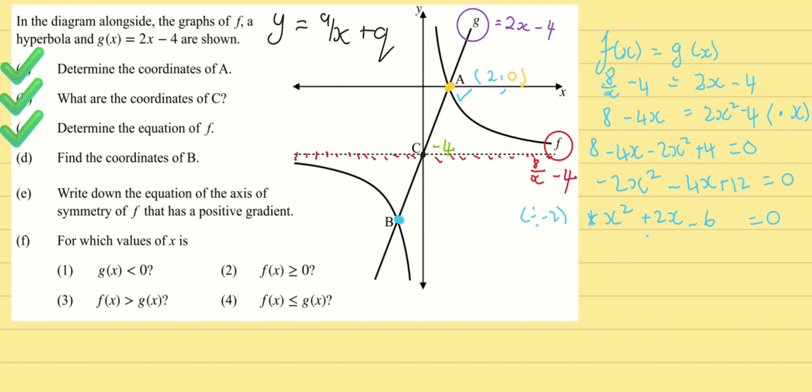we need to factorize in order to find our different answers. And so the factors of 6 that can produce a 2 would be 3 and 2, right? And so we can say x plus 3 and x minus 2. That would mean our solutions are x is equal to minus 3 or x is equal to 2.